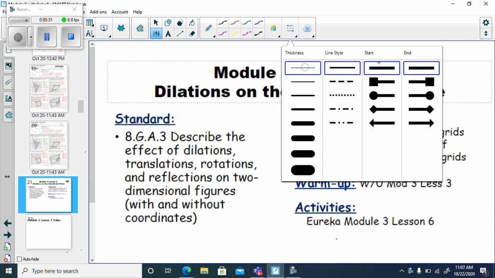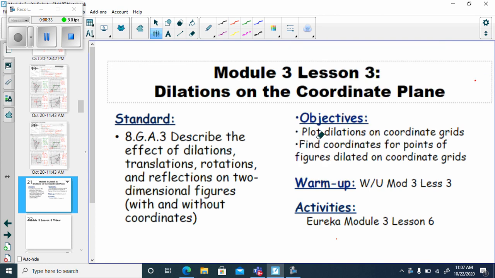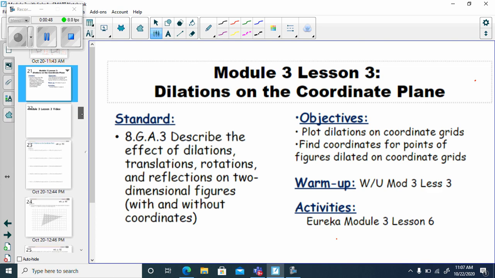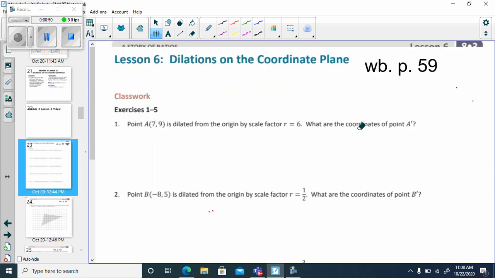So we're repeating some stuff that we've done before and working on that. The objectives: we're going to plot dilations on the coordinate grids, and we're going to find coordinates for points of figures that are dilated on coordinate grids. This all comes from the Eureka Module 3 workbook, Lesson 6. And this is on the workbook, page 59.